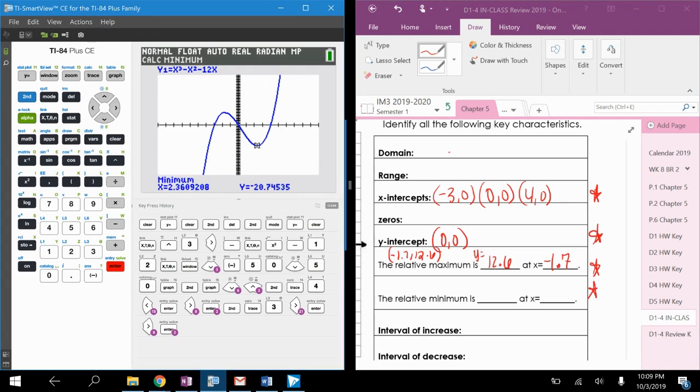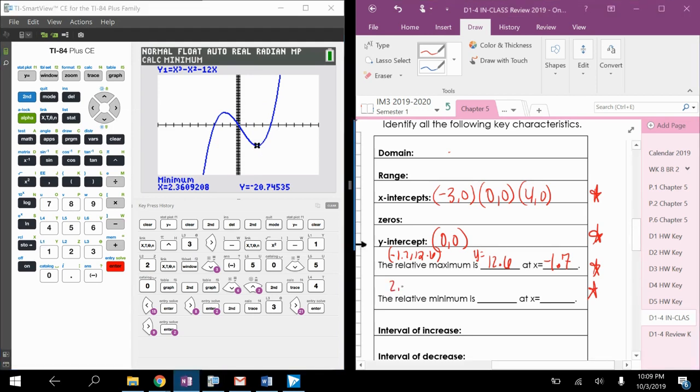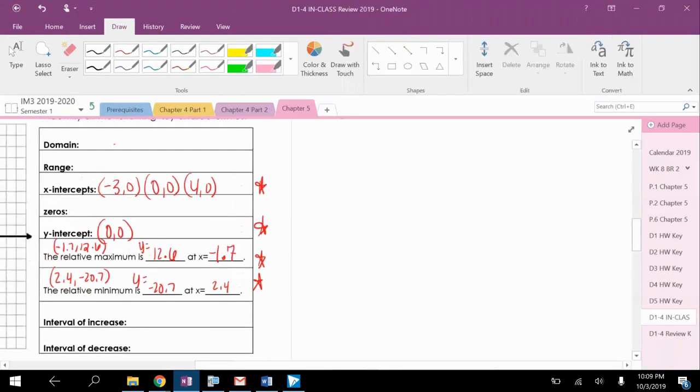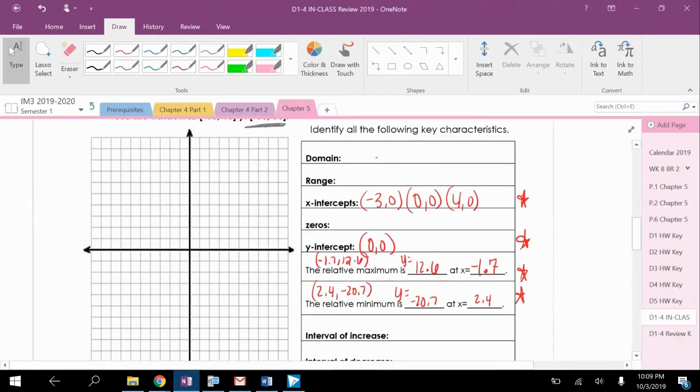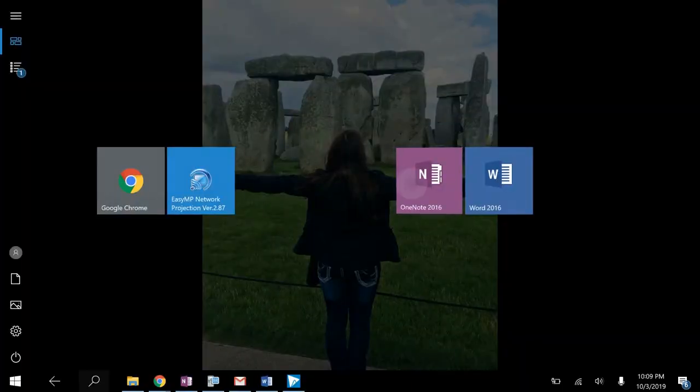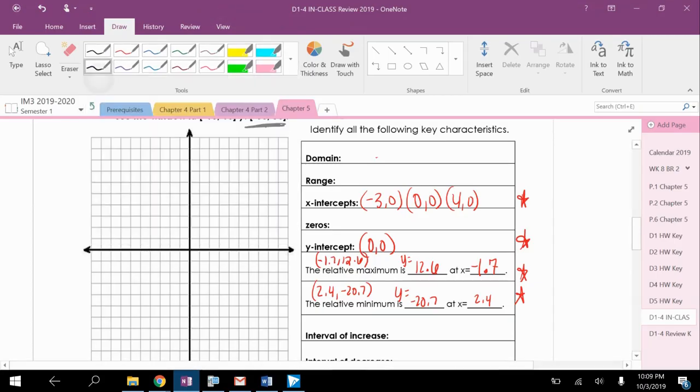And it tells me that my min is at 2 point maybe 4. You can just leave it at 3 if you want. Negative 20.7. And when we write out our statement, it's always the y value first, so negative 20.7 at x equals 2.4. And now we have all the pieces that we need in order to make this graph happen for us. So we have negative 3, 0 is going to be our x-intercept. So I'm going to put that in there, negative 3, 0, 0, 0. And we have 4, 0, 1, 2, 3, 4.